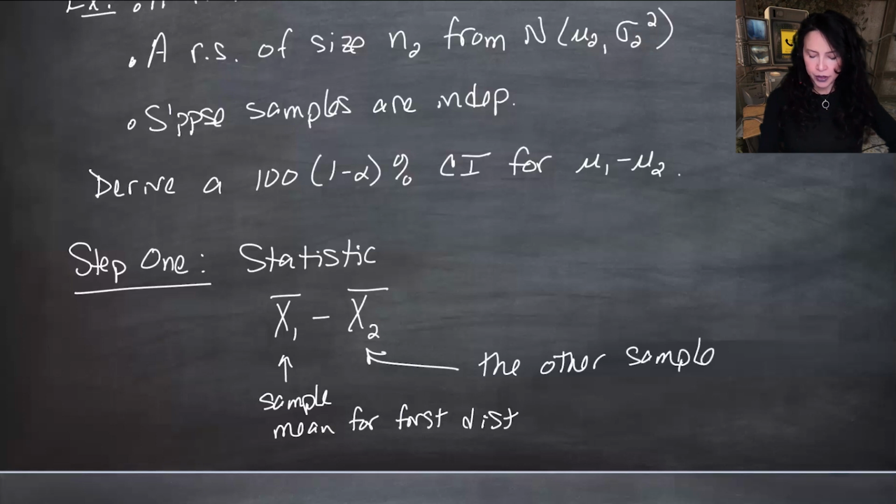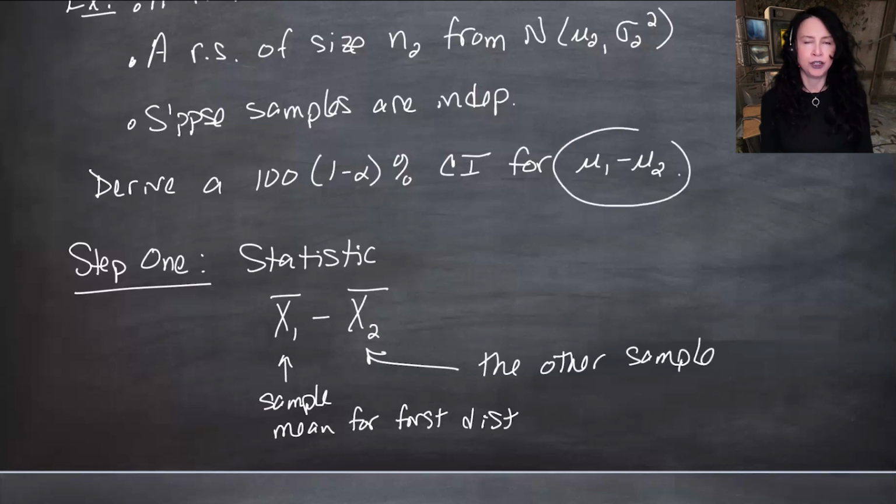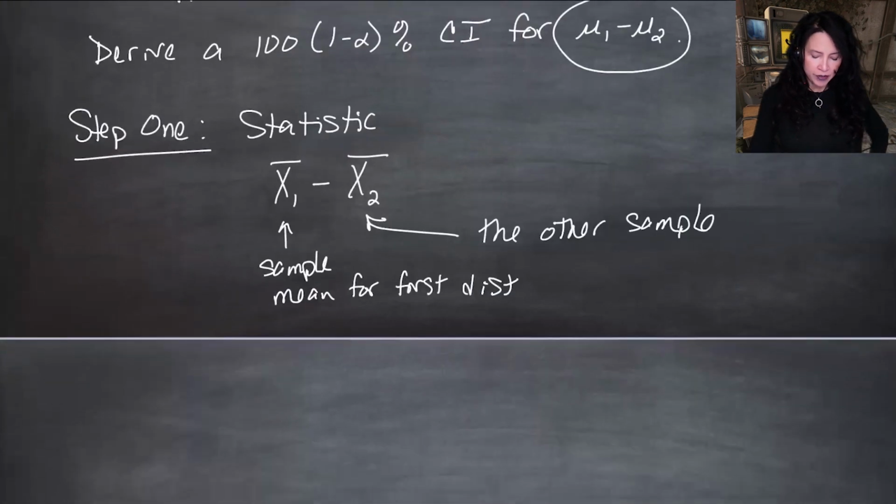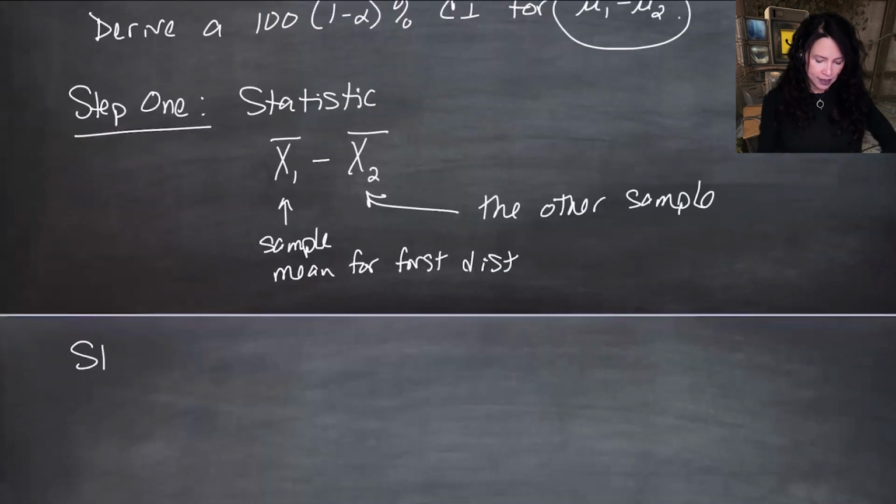That seems like a good way to deal with trying to figure things out for mu1 minus mu2, including a confidence interval. So let's try it. If we can't do step 2, we're going to have to back up and choose a new statistic here. We need to find a pivotal quantity. The beginning of step 2 would be to look at the distribution of this statistic.